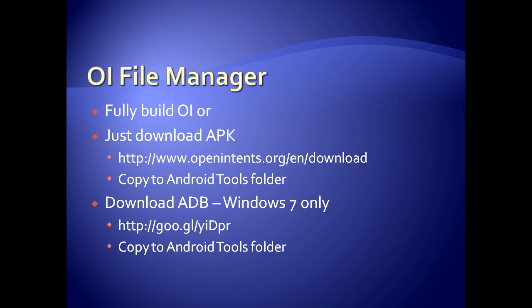We can download the APK files, or compiled app files, from the Open Intent website. Then copy it into the Android Tools folder. Now, if you're running Windows 7, there are tools that are missing that are required for this process. I don't know why they left it out, but they're easy enough to download.